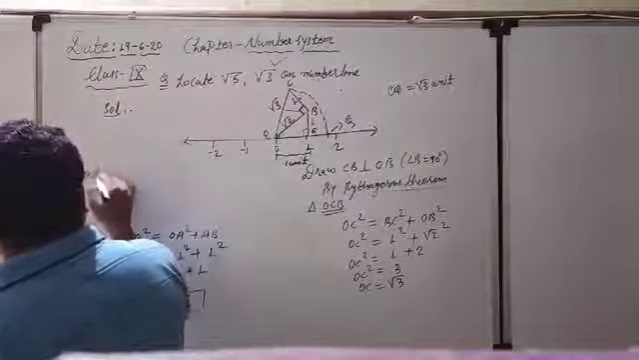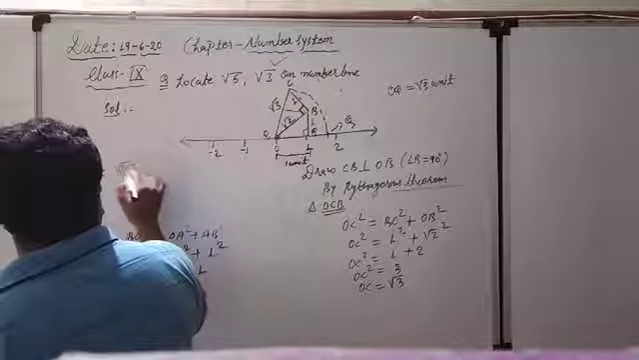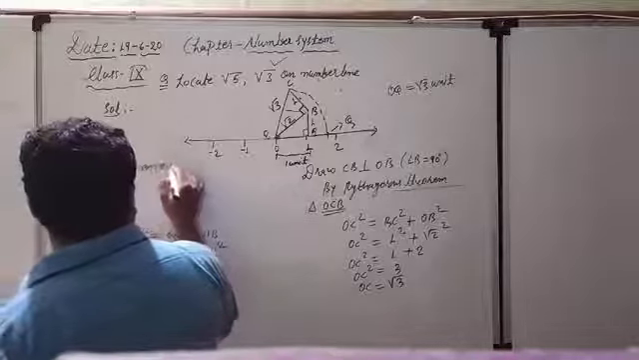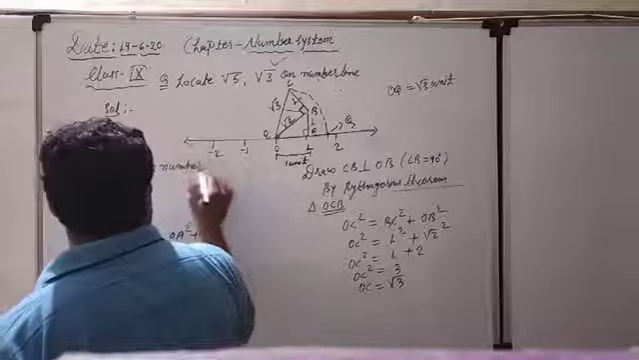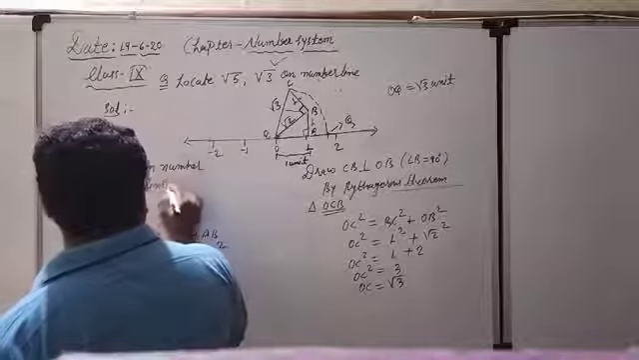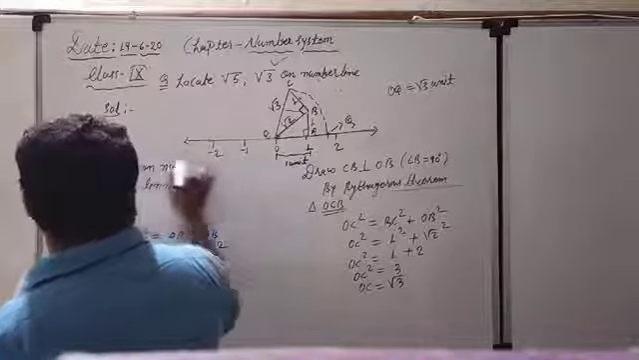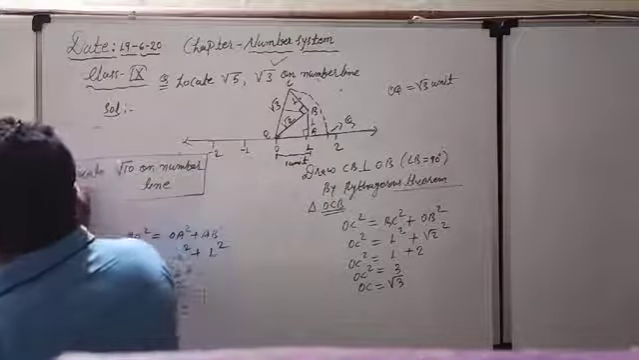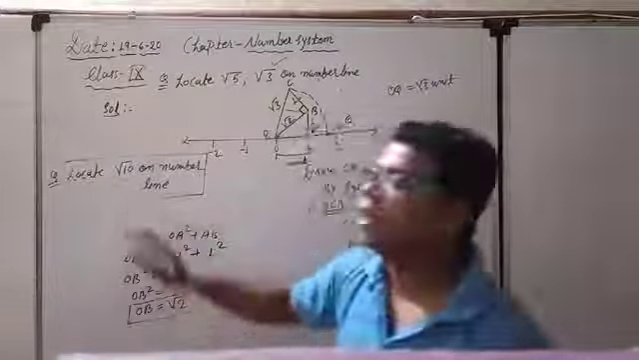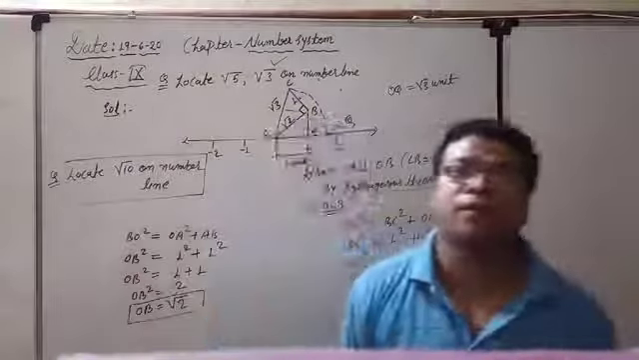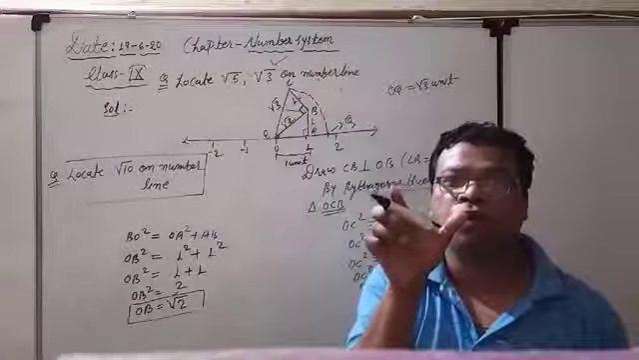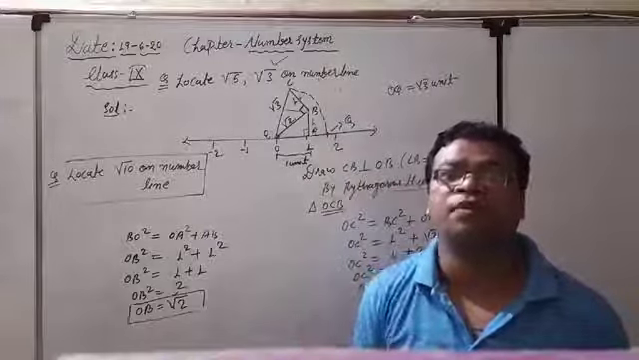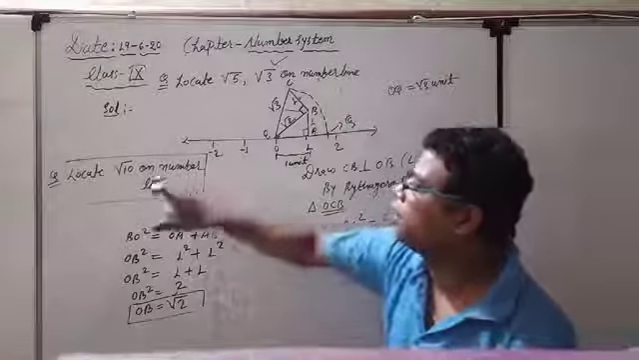Locate root 10 on the number line. Hint also I am going to give you. Root 10 is coming after the perfect square 9. So first you have to draw, what is the square root of 9? 3. First you have to go for 3, and after that you will reach till here.